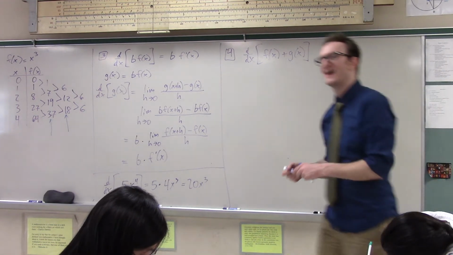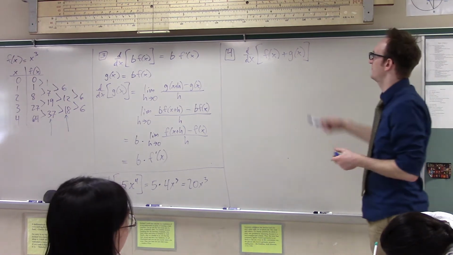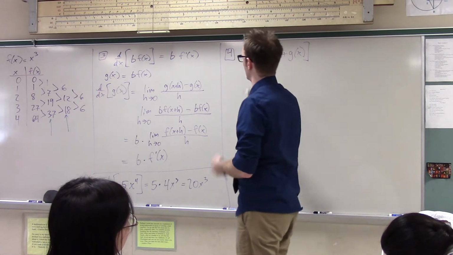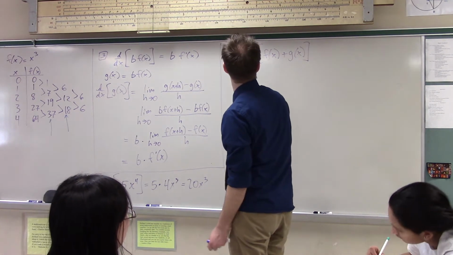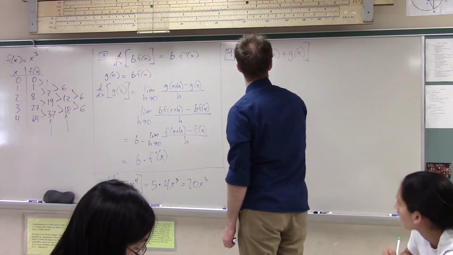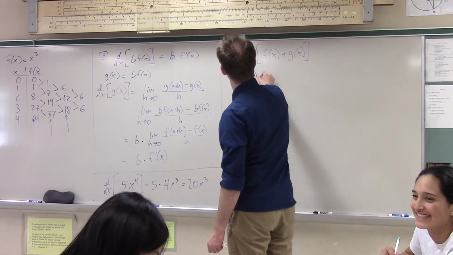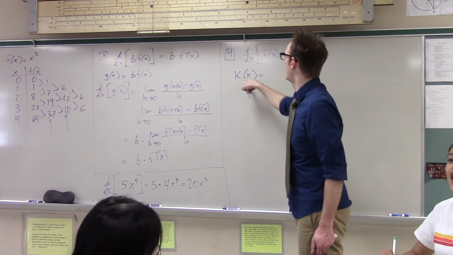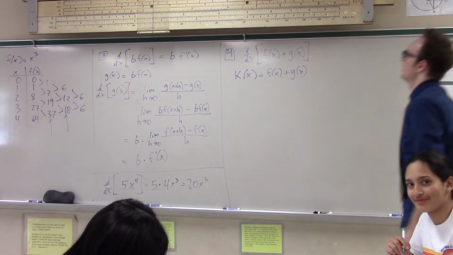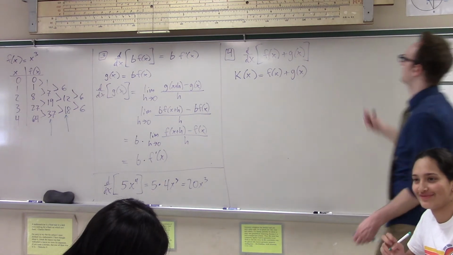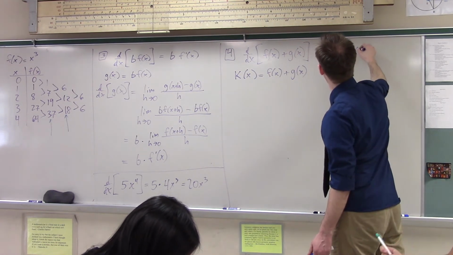Anyway, it kind of makes sense that the rates just add, right? The total rate of growth of this thing is just the sum of the rates of growth of both of these. So I'll define a new function, K, to be: let K of x be f of x plus g of x. So by asking for the derivative of the f plus g function, I'm really asking for the derivative of the K function.